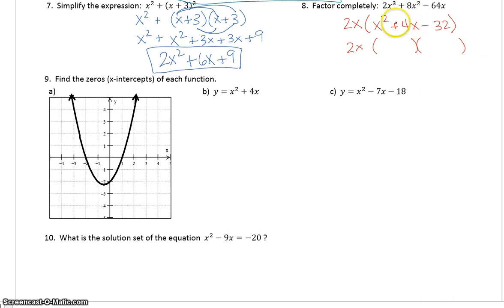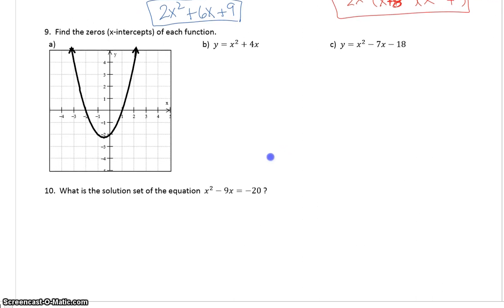I want two numbers that add to 4 and multiply to be negative 32. So what multiplies to be 32? 1 and 32, 2 and 16, 4 and 8. The only possible answer would be 4 and 8. So we're going to have x plus 8 and x minus 4, because 8 plus negative 4 gives you 4, and 8 times negative 4 gives you negative 32. That is factored completely.